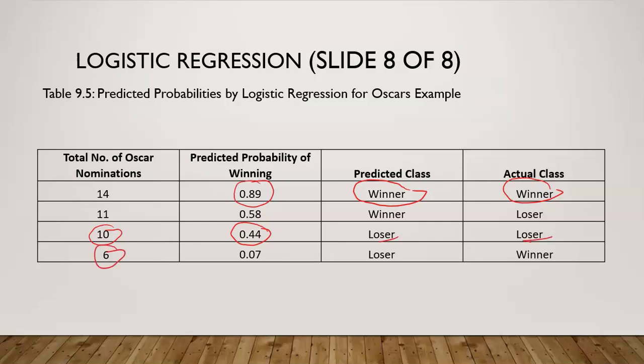However, look at this last observation. Here, this movie had only 6 Oscar nominations. Based on our model, the probability value that will be predicted will be 0.07. This is much less than 0.5, so our model would classify this record as a loser. But this movie, in fact, was a winner. Our model got this prediction incorrect. In fact, our model predicted this to belong to class 0, but this movie was actually a class 1. So this is an example of a false negative, where the model predicted 0, but the actual class was 1.